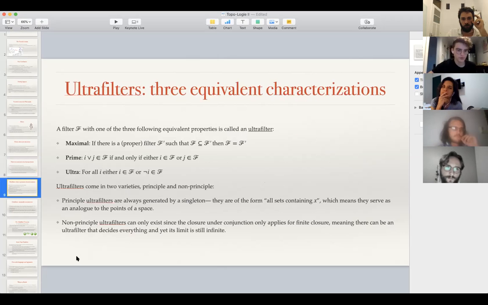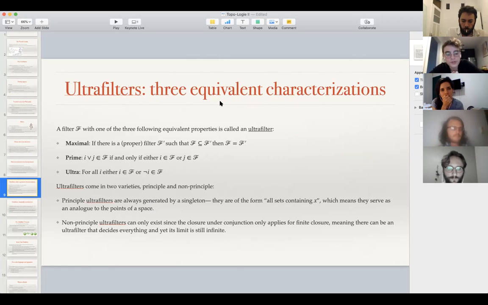Okay, now let's talk about ultrafilters. There are three equivalent characterizations of ultrafilters. If we take a filter, it's going to be an ultrafilter if and only if any one of these three properties holds: if it's maximal, prime, or ultra. Probably the ultra is the property that you've seen before. But the maximalness is interesting because we'll see that there's the ultrafilter theorem about extending filters to ultrafilters.